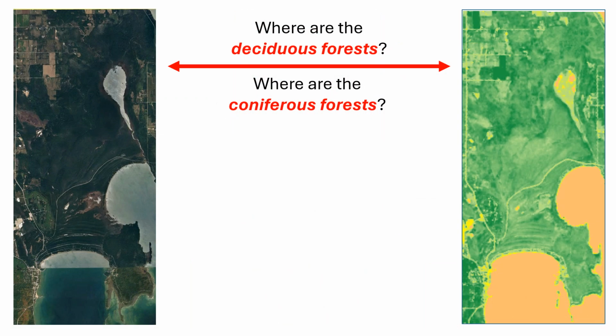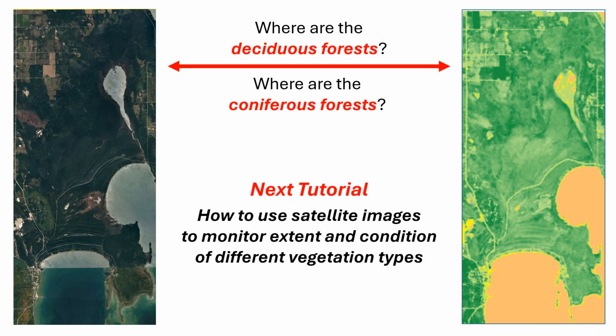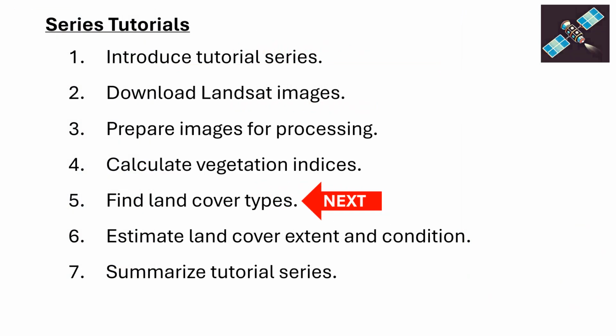The next tutorial in this series addresses the question of how to use satellite images to monitor extent and condition of different vegetation types. So that's it for this tutorial. Hope you will enjoy the next tutorial in this series.